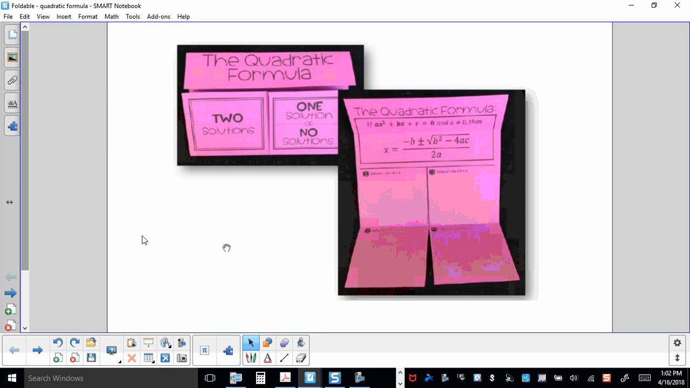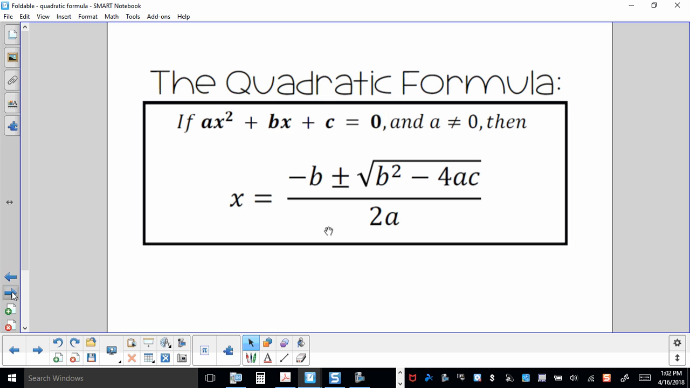Today we'll be solving quadratic equations using the quadratic formula. In order to use the quadratic formula, your quadratic equation must be in standard form, ax squared plus bx plus c is equal to 0. The quadratic formula is x is equal to negative b plus or minus the square root of b squared minus 4ac, over 2a.